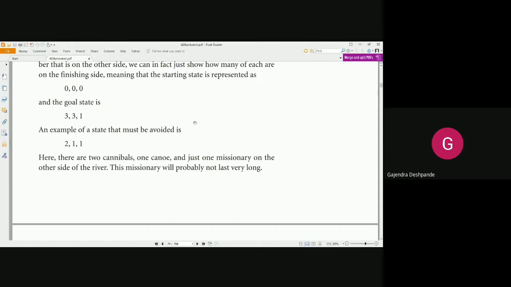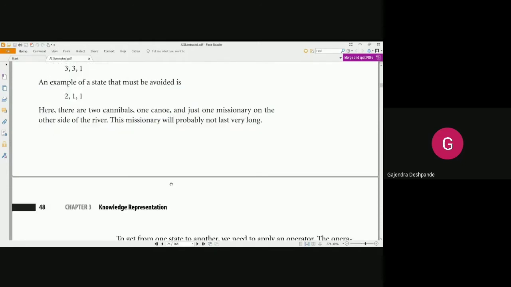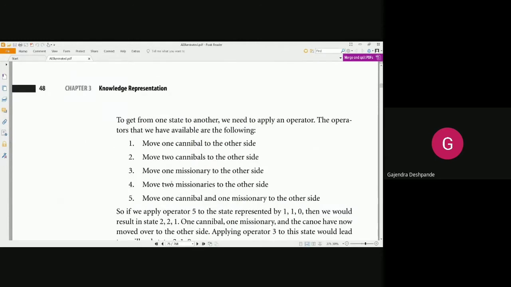For example, cases like 2, 1, 1 need to be avoided, because here the 2 means the cannibals, 1 means the missionary and the other 1 means the canoe. If at any point of time your cannibals become more, then you will not be able to move all cannibals and all missionaries to the other side. You will be able to move only cannibals to the other side, but that is not our goal. Such kinds of puzzles can be solved using artificial intelligence.